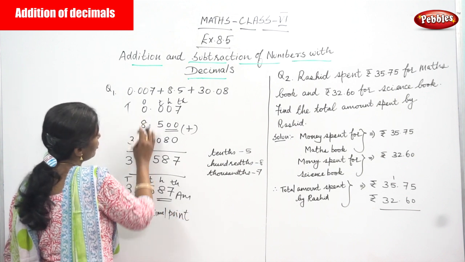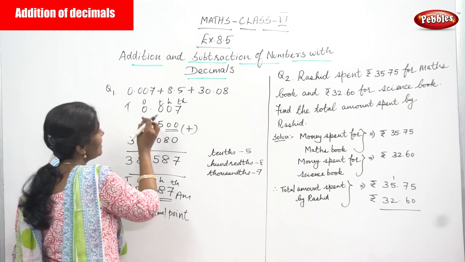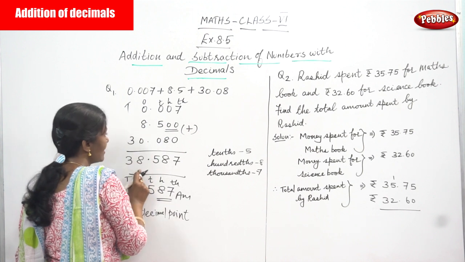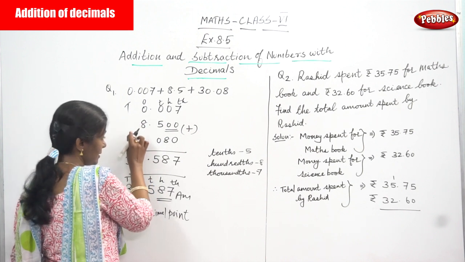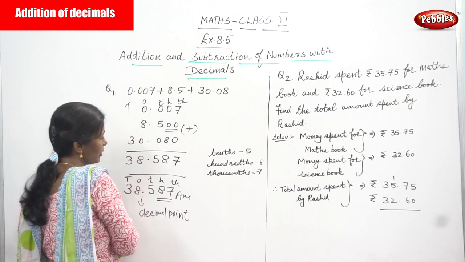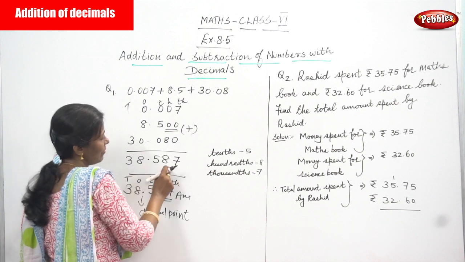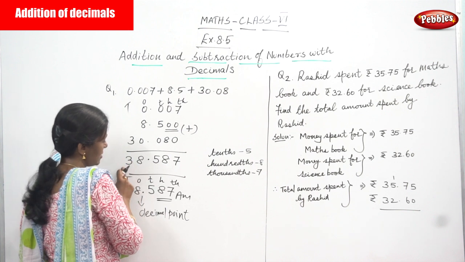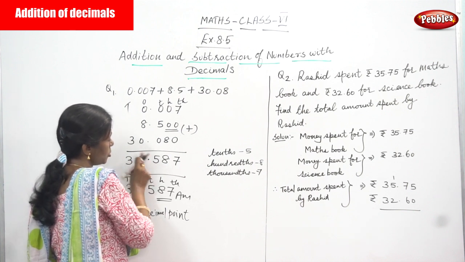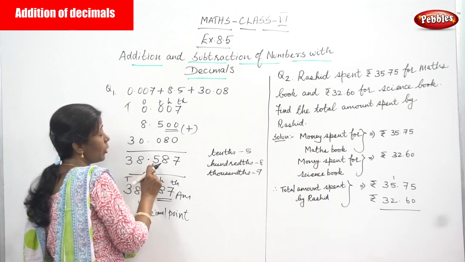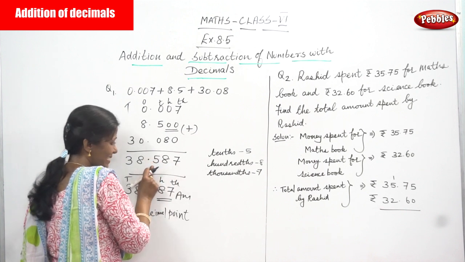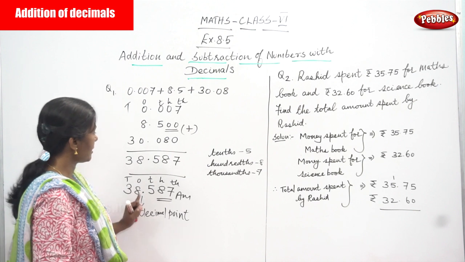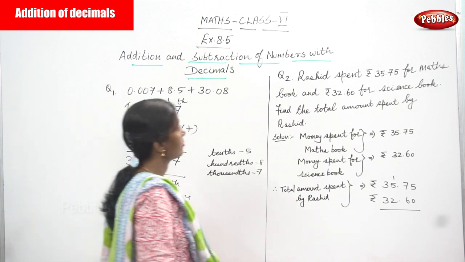Now we are going to add only the whole numbers. That is the ones place, 0 plus 8 is 8, and 8 plus 0 is 8 again, and in the tens place only 3 is there, there is no other number, just bring down the number. So 38.587, this is ones and tens, 8 ones and 3 tens, so 38, and the point is a decimal point, 587, this is 5 tens and 8 hundreds and 7 thousands. So 38.587 is the right answer for the first question.